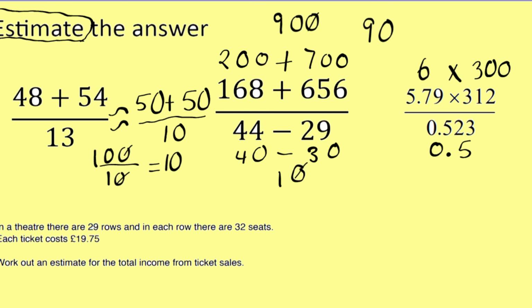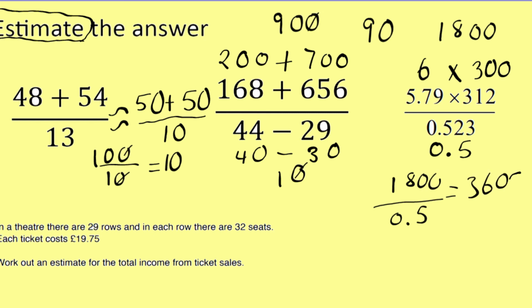So now we've got, on the top, 6 times 300, which is 6 times 3, which is 18, and then 2 zeros. 18 divided by 0.5. What this means is, how many halves are there in 1800? So how many halves are there in 1? Well, that's 2. So really, when we're dividing by a half, basically what we're doing is the same as doubling. So we need to double this. So 1,800 divided by a half is actually 3,600. Okay, that's how many halves there are in 1,800.